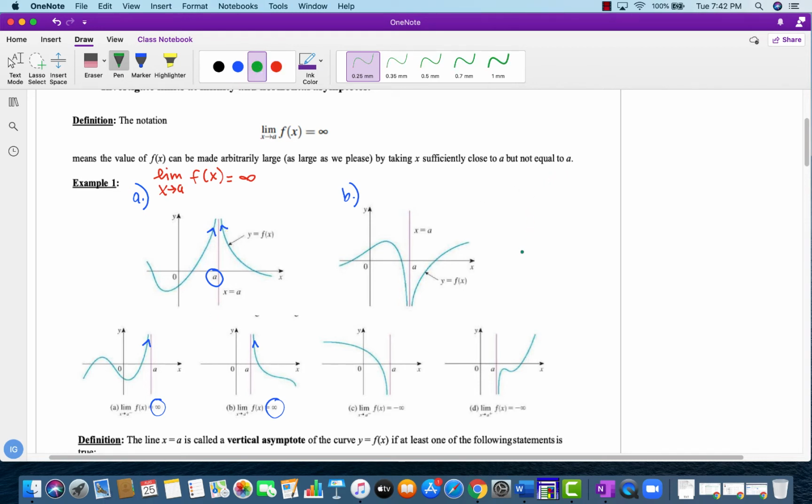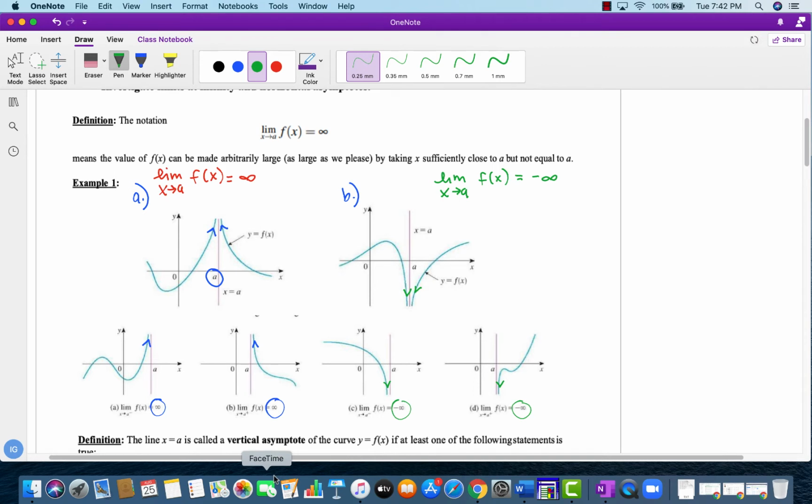Alright, if we look at the next one, the limit from the left and the limit from the right look like they're going to the same value. It's kind of similar. It keeps going down in both directions, so the limit as x approaches a in this function is negative infinity. And that's what we have here.